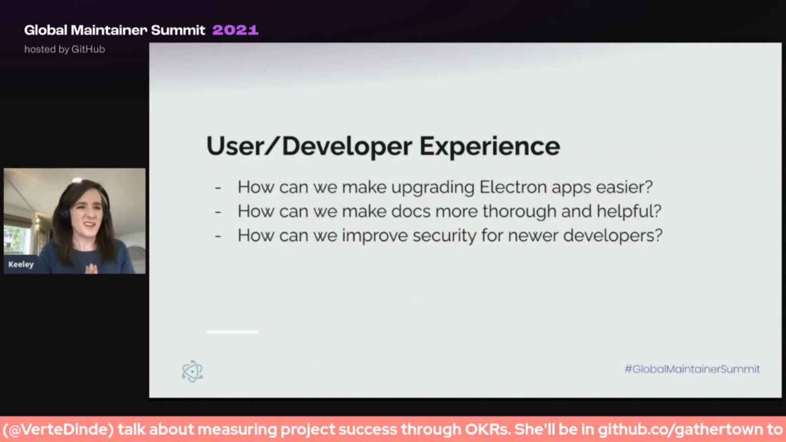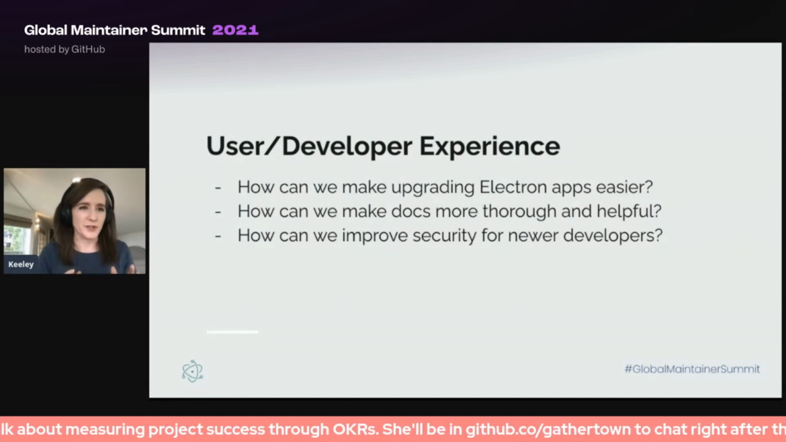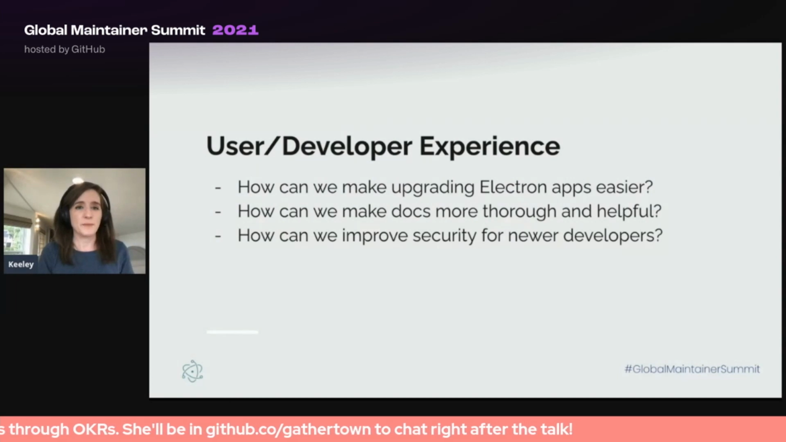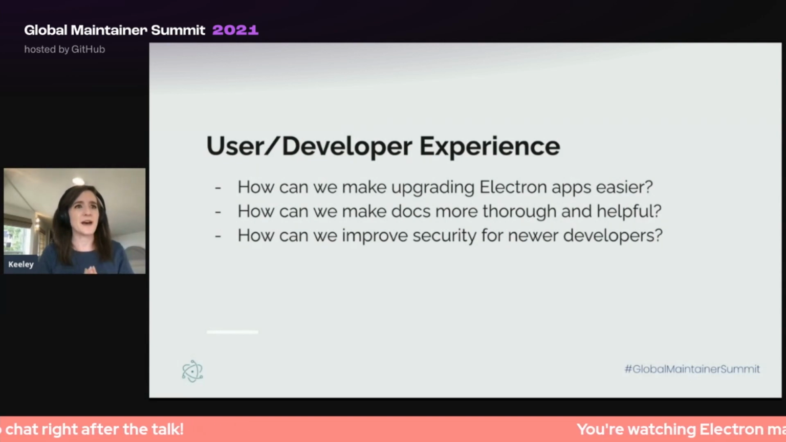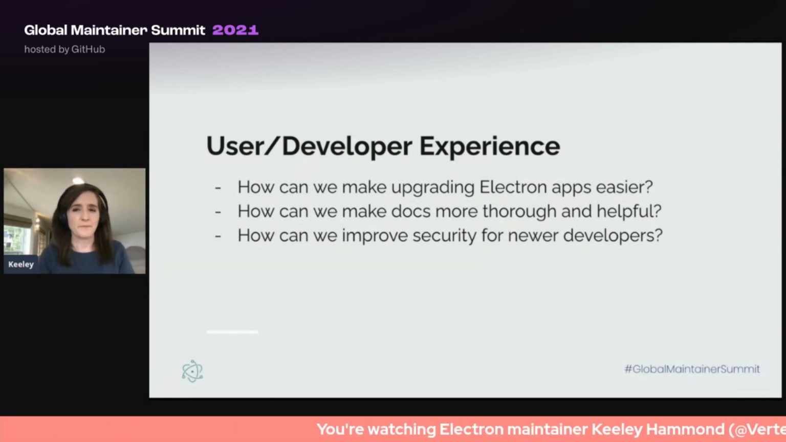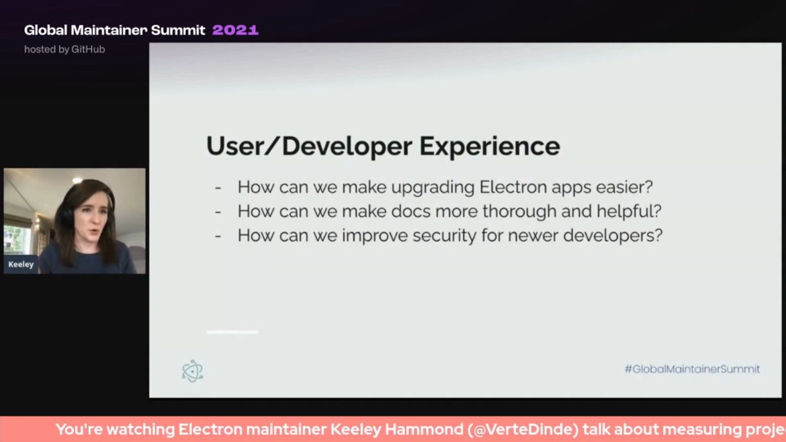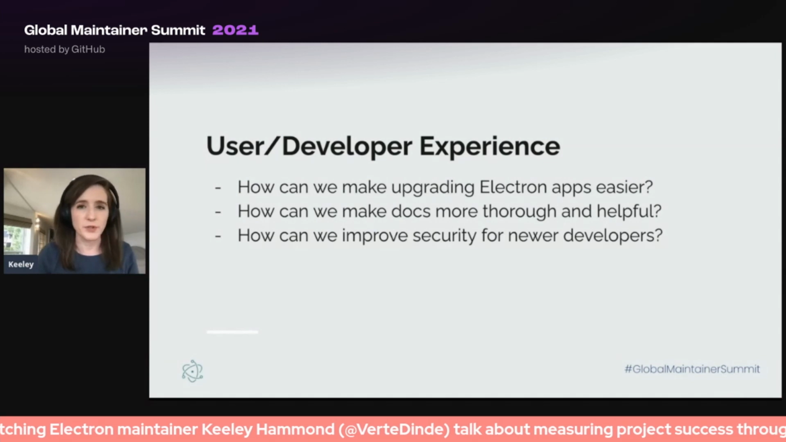We also are constantly looking at user and developer experience, and I'm sure this is something that you all can relate to as well. How can we make upgrading apps easier? How can we make our docs better? These are all things I think we face, and so it's helpful when we look back at the objectives that we're putting forth of thinking, okay, are those objectives furthering these goals, these things that are ultimately really important to us?